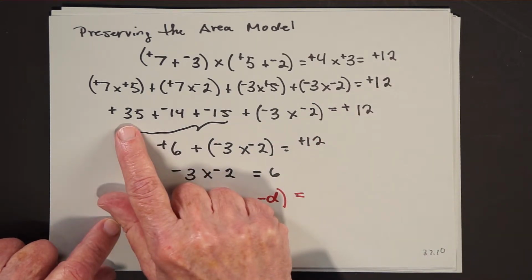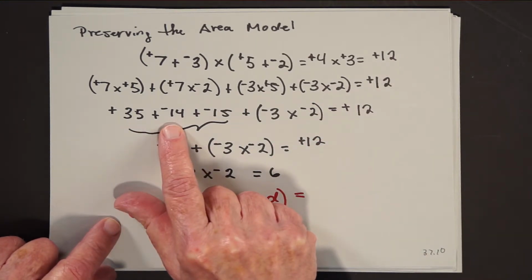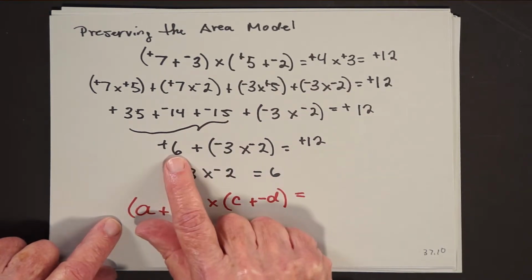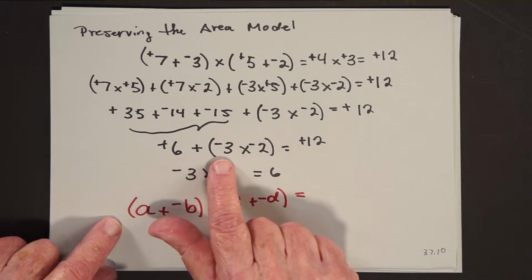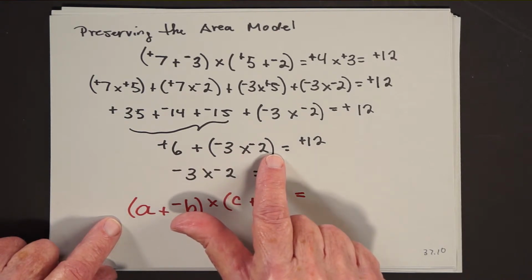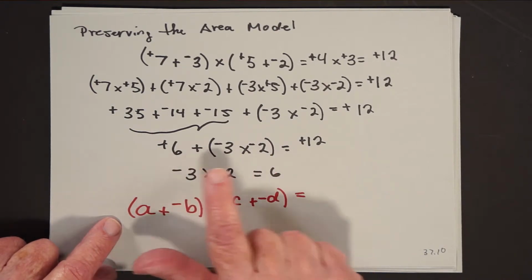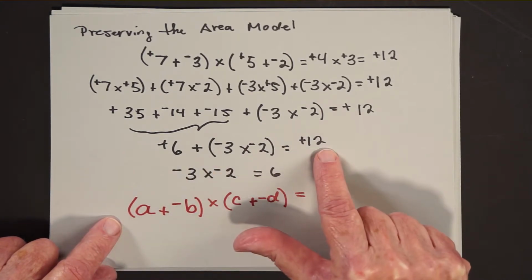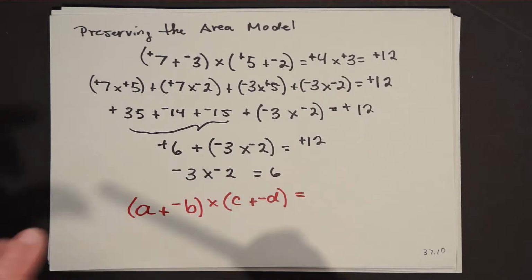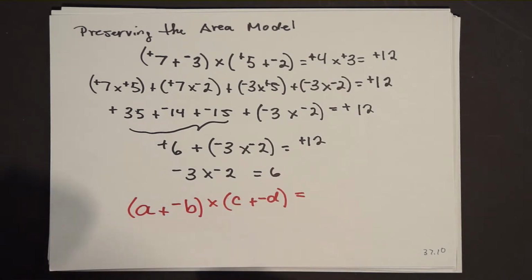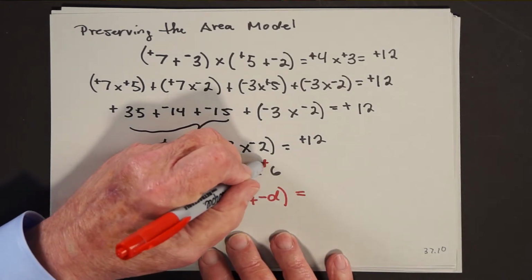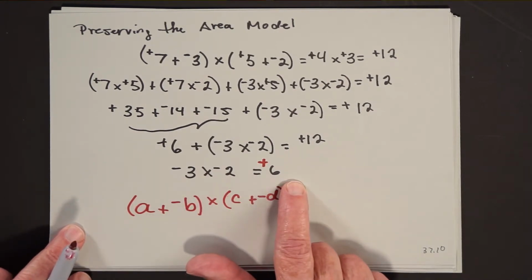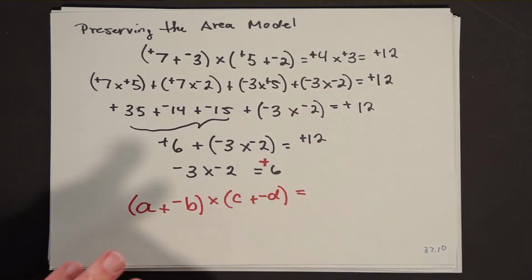Well, a positive 35 and a negative 14 adds up to positive 21. Positive 21 and negative 15 adds up to positive 6. So what this tells us is that whatever negative 3 times negative 2 is, when you add it to positive 6, you have to get 12. What number added to positive 6 gives you positive 12? The answer is positive 6. And that shows why negative times negative has to be positive.